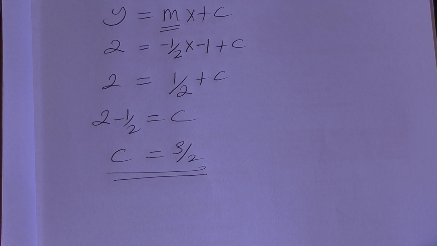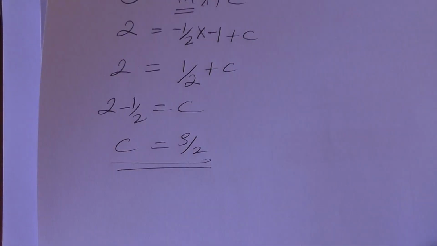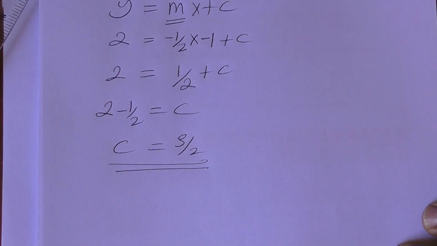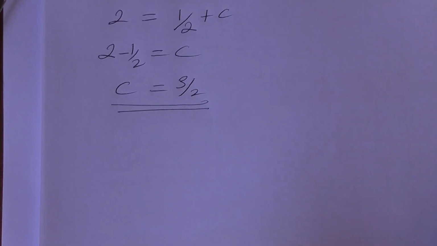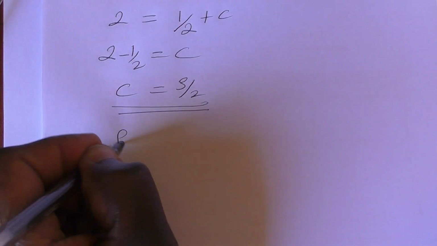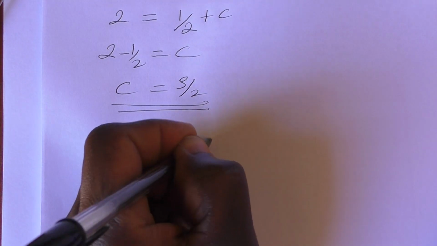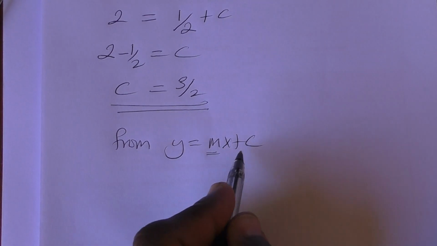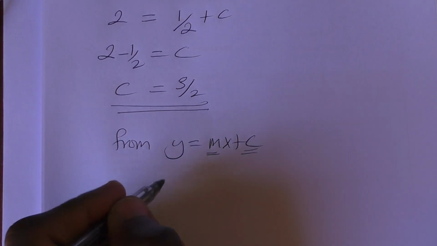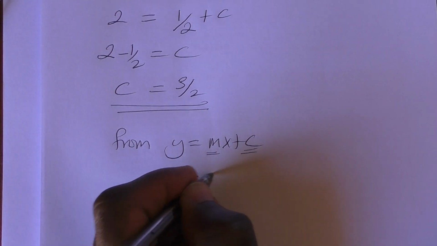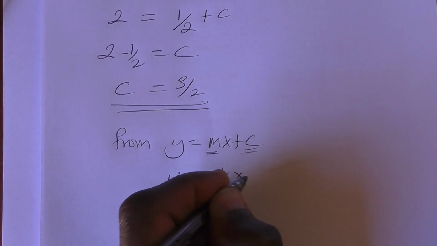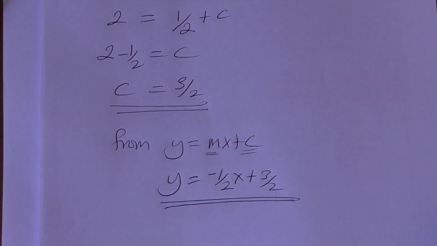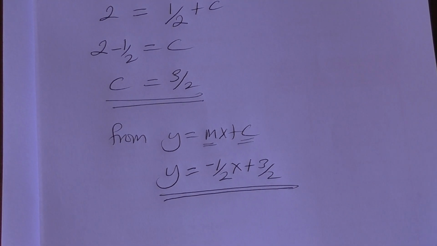Now that I have the y-intercept and I have the gradient, therefore I will get the equation of the line, which is from y equals mx plus c, then I substitute for m and c. So I have y equals negative a half x plus 3 over 2. That is the equation of the line.